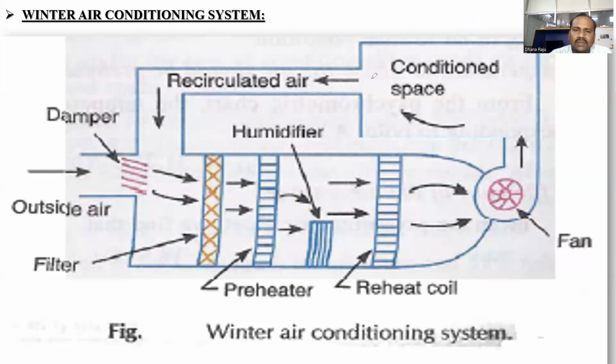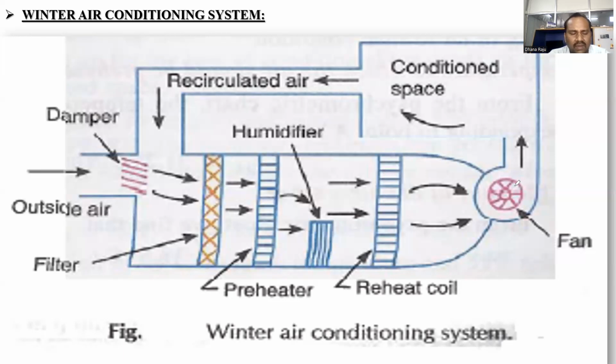Then 60% recirculated air or used air from the conditioned space is taken back and it is mixed with the outside air. So both are mixed here. Then it is again the filtering process, preheating process, humidification process, again reheating process. Then the conditioned air is circulated evenly in the space with the help of a fan. So that is the working principle of winter air conditioning system.